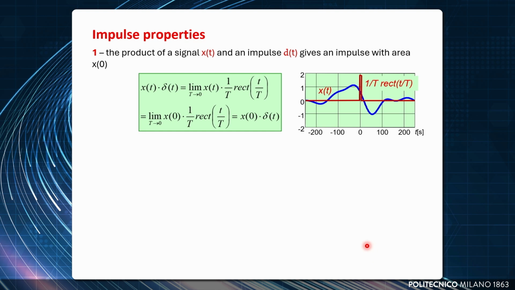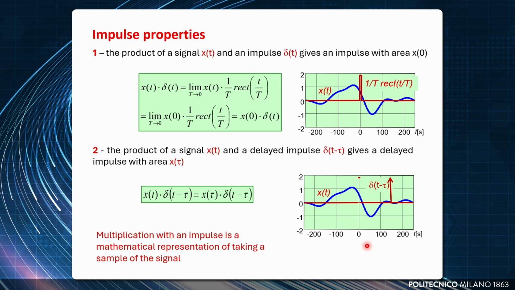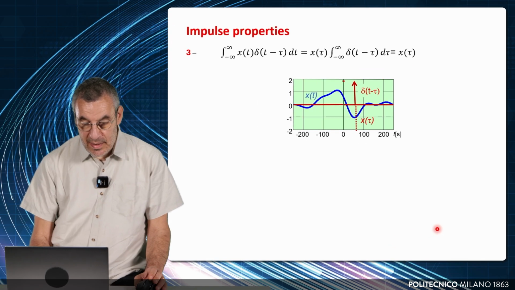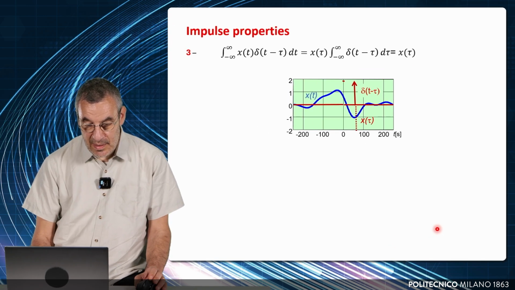If you have the impulse in a different position, at time equal tau, you have the same derivation, but now the position of the impulse is tau, and the area of the impulse is the value of the function computed for t equal tau. If you do the integral of these properties, you get the area of the impulse remaining in the position tau or t.